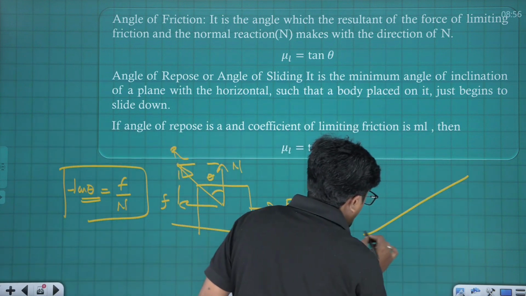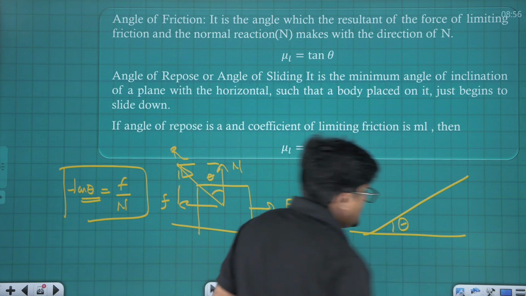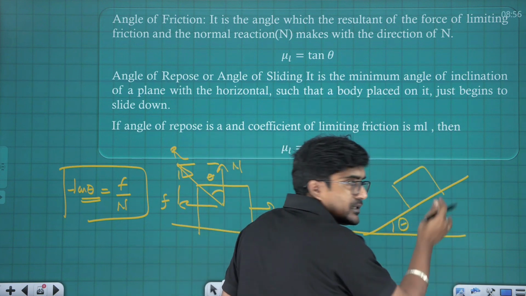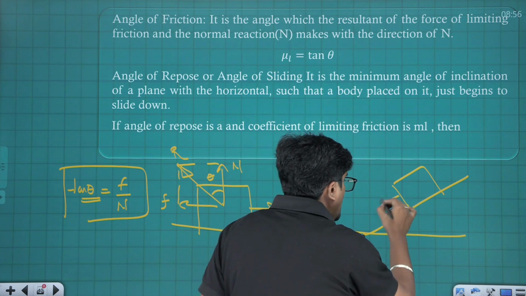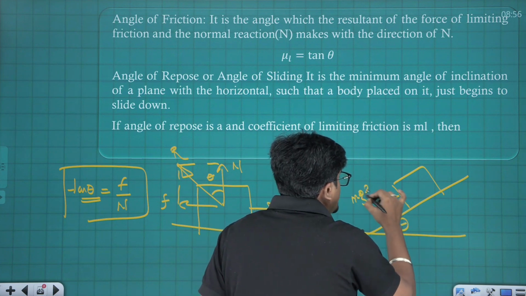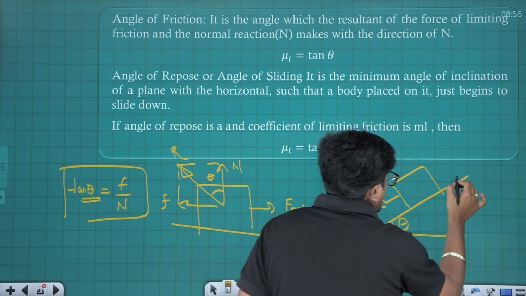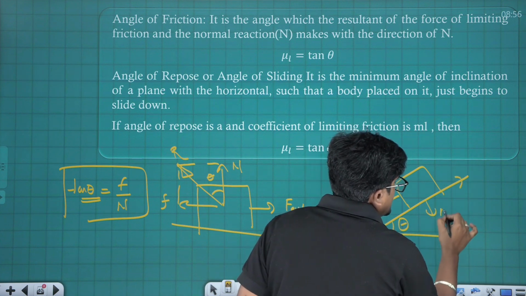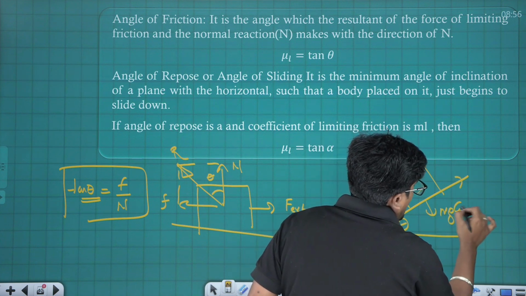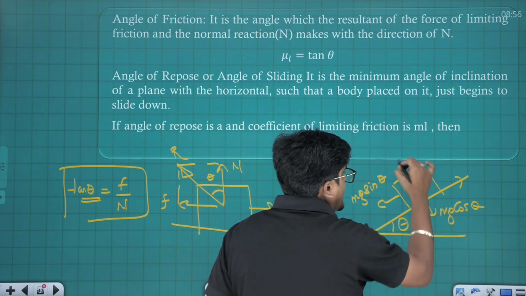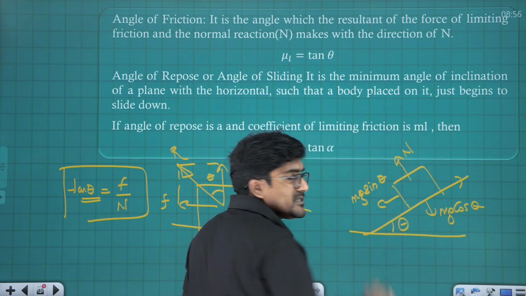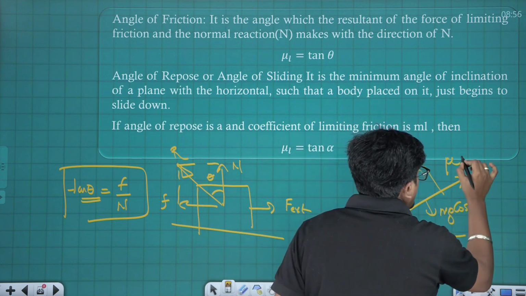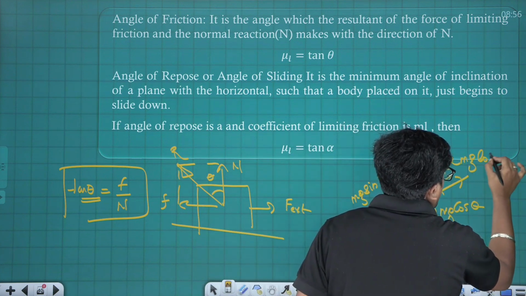Next is angle of repose. Let me have a body kept on an inclined surface like this. Let this be theta, and theta is increased in such a way that the body just starts moving. That means m g sin theta acting in the downward direction is equal to the frictional force. And this is mg cos theta, which means the normal reaction is equal to mg cos theta. So here the frictional force is going to be mu into mg cos theta.